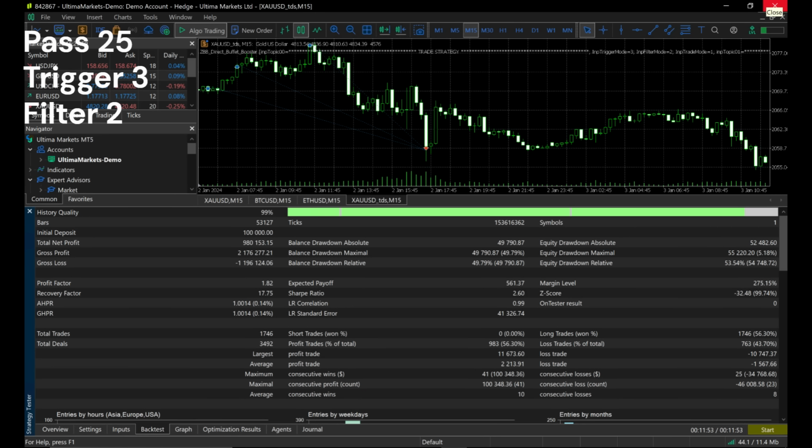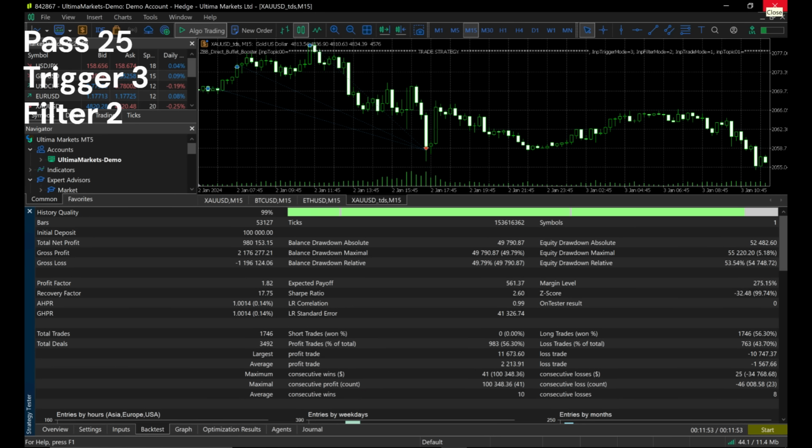Next, let's look at the profit factor. The profit factor is around 1.82, which means the strategy generates about $1.82 of profit for every dollar lost. In systematic trading, a profit factor above 1.5 is generally considered acceptable, and above 1.8 usually indicates a reasonably strong edge. Another important metric is the Sharpe ratio, which in this test is around 2.6. This suggests that the strategy maintains a relatively good risk-adjusted return.